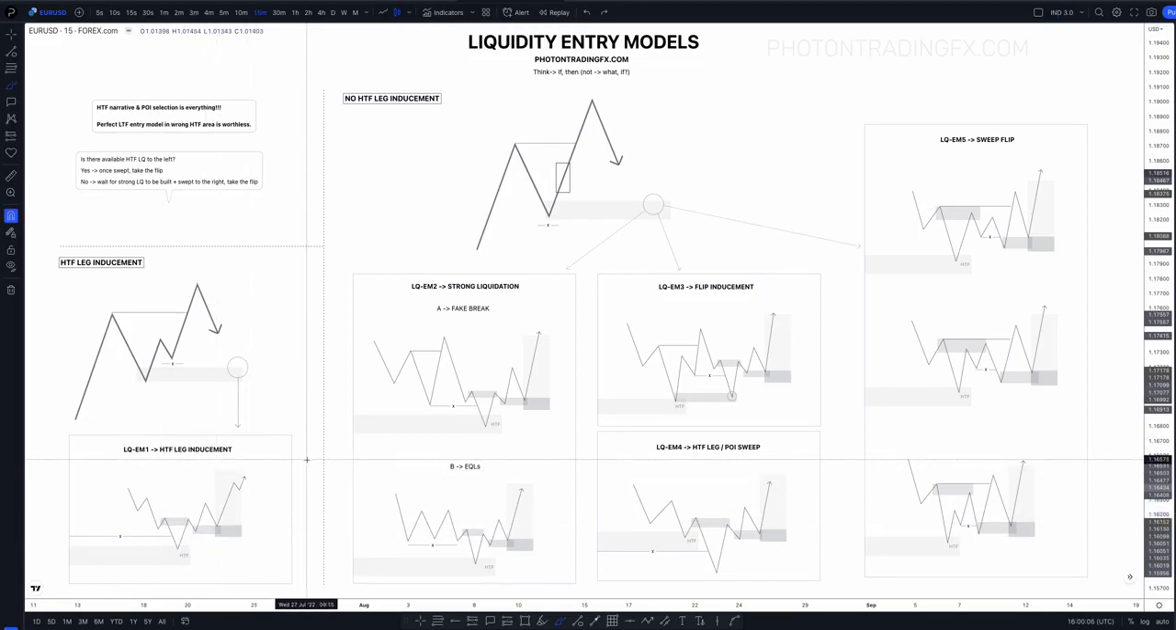That's the general idea. I'm going to caveat all of these entry models: there are so many ways you can skin a cat here. You could have the flip that sweeps, or you could have one that doesn't. These entry models are showing the bare minimum, let's say.